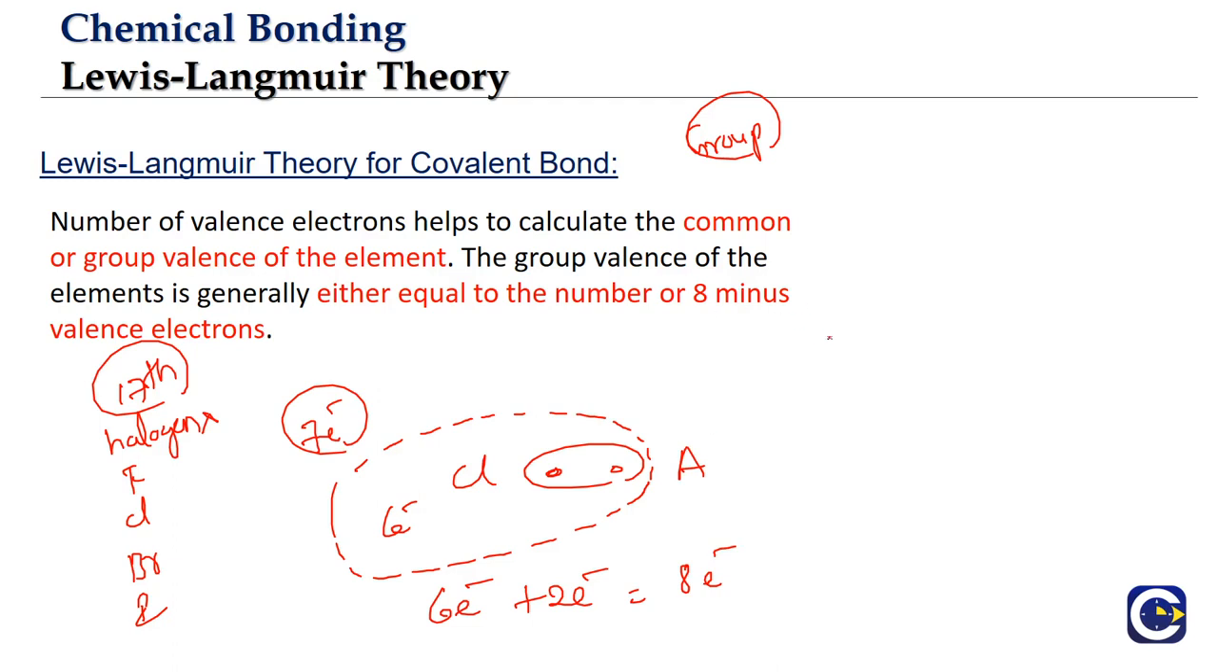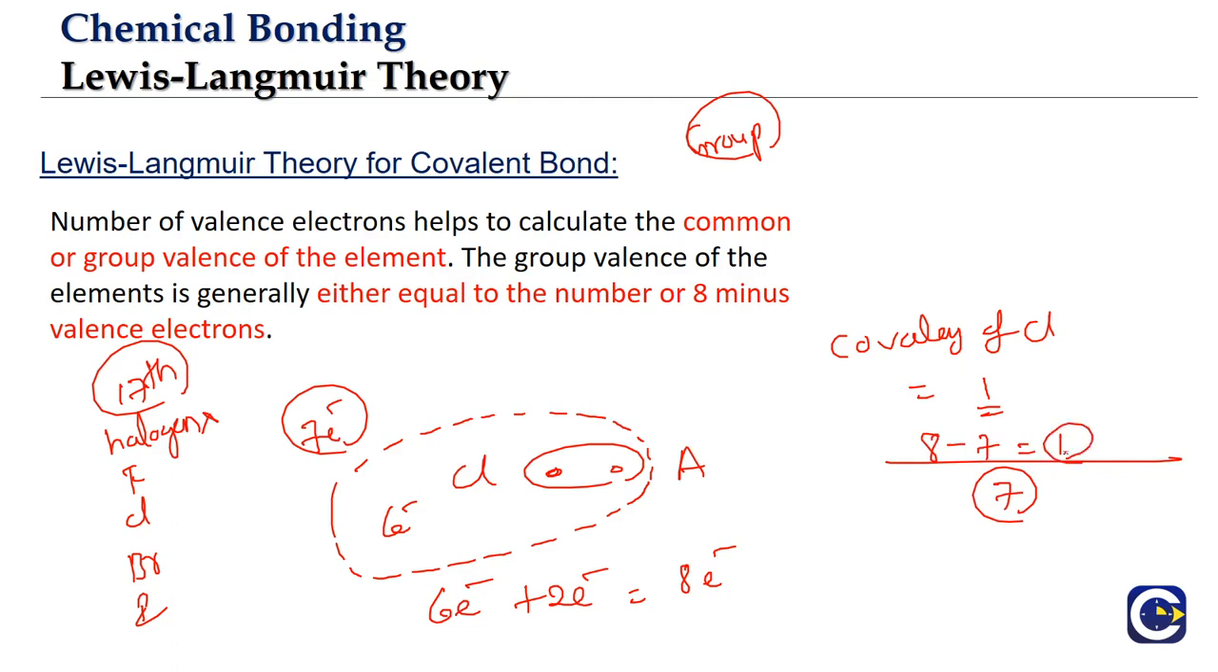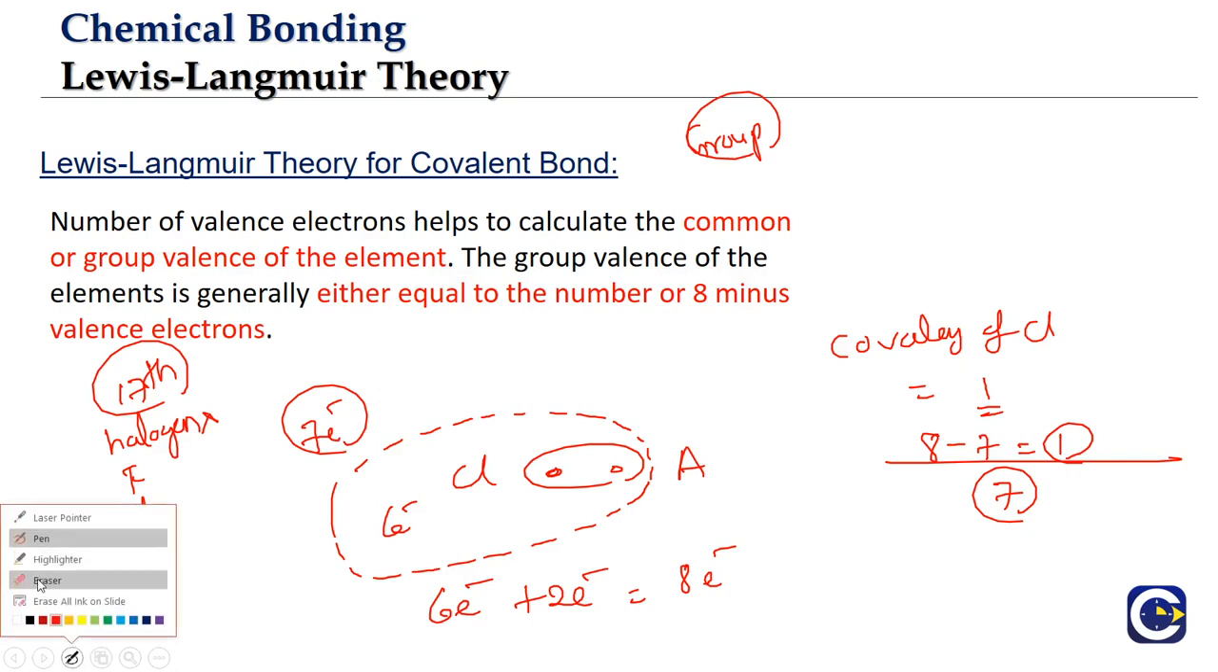So the covalency of chlorine, the number of bonds it has to form to reach the octet, will be just 1. Now what is the number of valence electrons of the 17th group? It is 7. So the covalency in this case will be 8 minus the number of valence electrons. 8 minus 7 is equal to 1. Okay. Now we'll take another case.